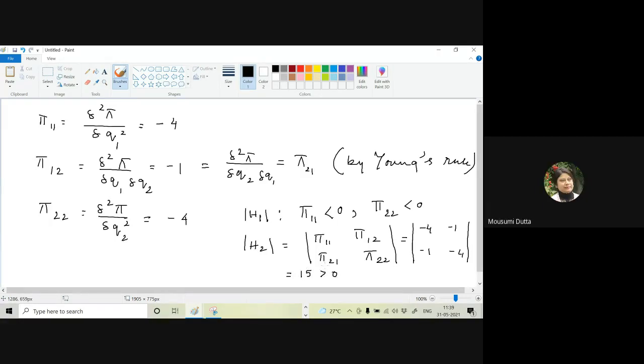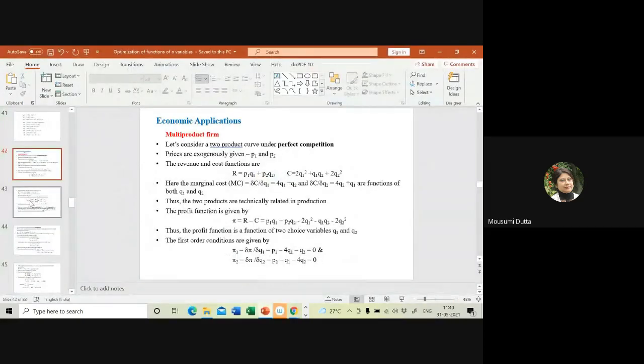So leading principal minors are alternating in sign, starting with negative in this case. Everybody? Yes, ma'am. H1 is negative, pi 1,1, and H2 is 15, which is positive. So leading principal minors are alternating in sign starting with negative. So hence the derived profit is a maximum profit.